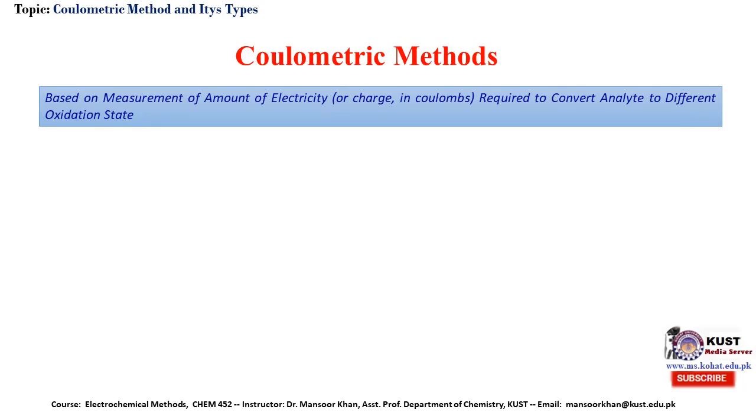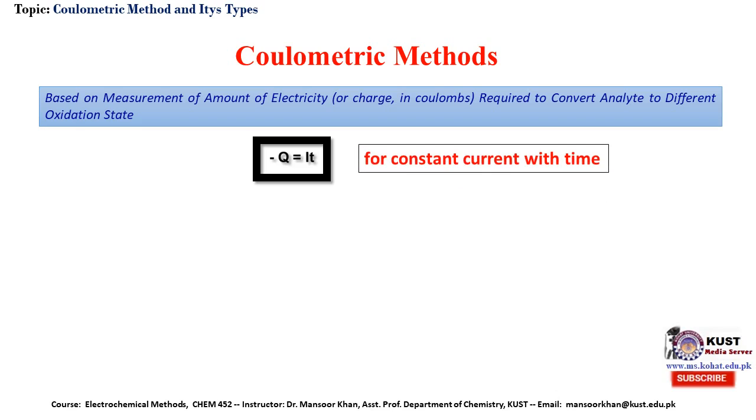Coulometric methods are based on measurement of the amount of electricity or charge in coulombs required to convert an analyte to a different oxidation state. This is another explanation of the coulometric method. This is the equation which is the base for the coulometric method: Q equals I times T for constant current, where Q is the charge required, I is the current in amperes, and T is time.